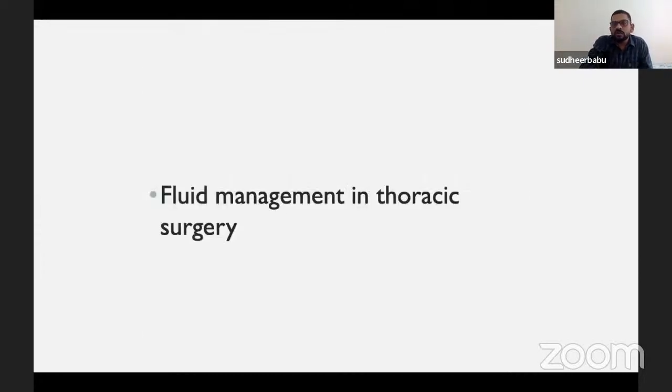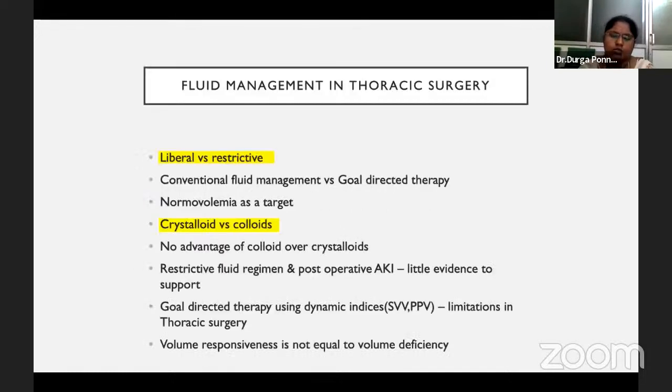Okay. So how do you manage the fluids in thoracic surgery? There is no need to replace third space loss during thoracic surgeries. Restrictive fluid therapy is initiated. An average adult should not exceed 3 liters of crystalloids per day during the post-operative period. Urine output greater than 0.5 ml per kg per hour is unnecessary.